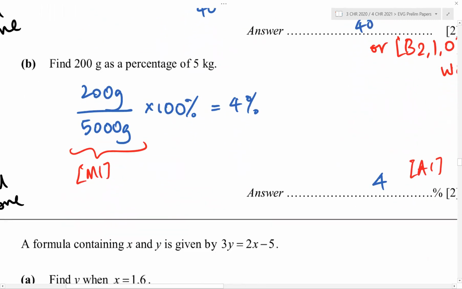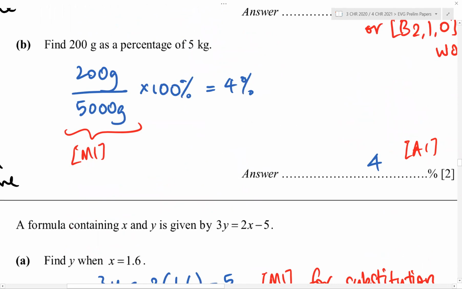Okay, next one. Part B, 200 grams is what percentage of 5 kg. If I see 200 over 5,000, that is 1 mark. Then the final answer will be 4 percent.